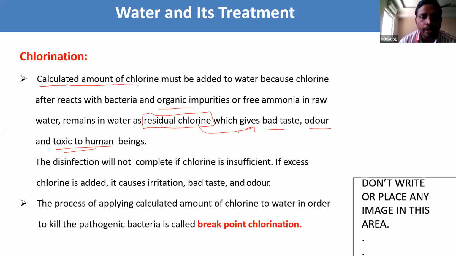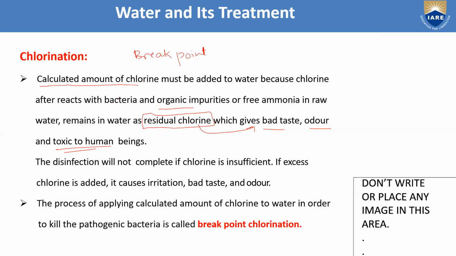The process of applying the calculated amount of chlorine is called the breakpoint of chlorination. It is the process of applying the calculated amount of chlorine to water in order to kill the pathogenic bacteria. What is the reason why we are using this chlorine? To kill the bacteria present in the water. This is known as the breakpoint of chlorination.